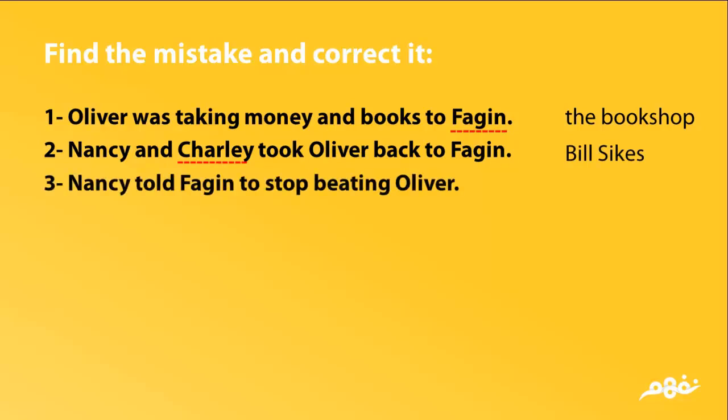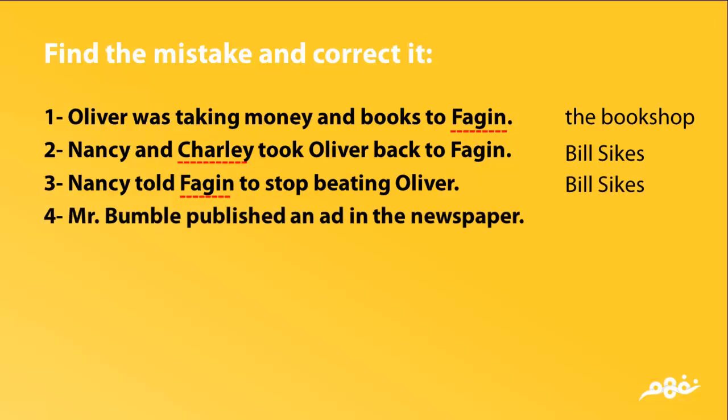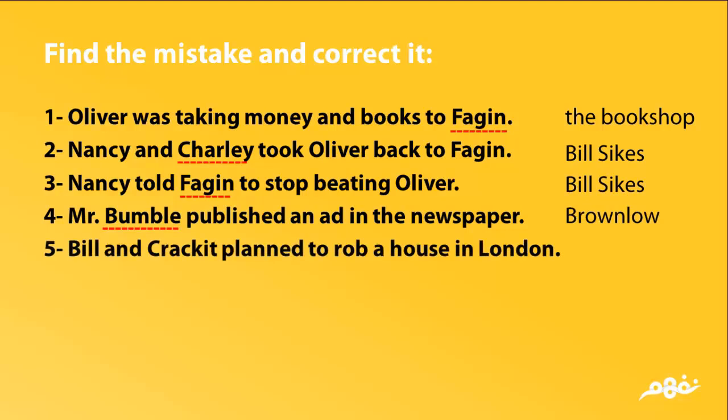Nancy told Fagin to stop beating Oliver. Nancy told Bill Sykes to stop beating Oliver. Mr. Bumble published an ad in the newspaper. Mr. Brownlow published an ad in the newspaper. Bill and Crackit planned to rob a house in London. Bill and Crackit planned to rob a house in the countryside.